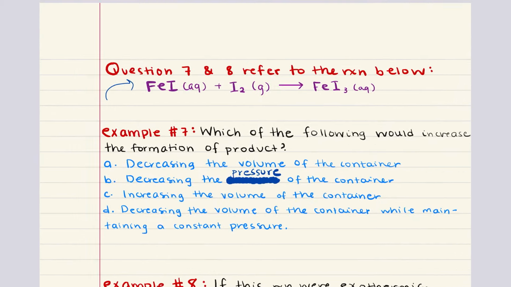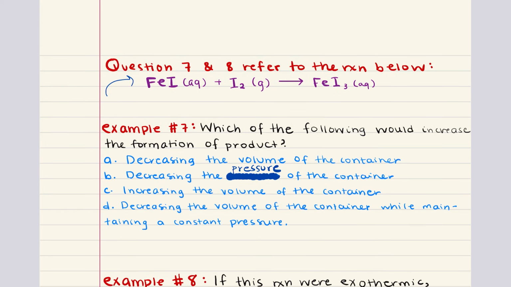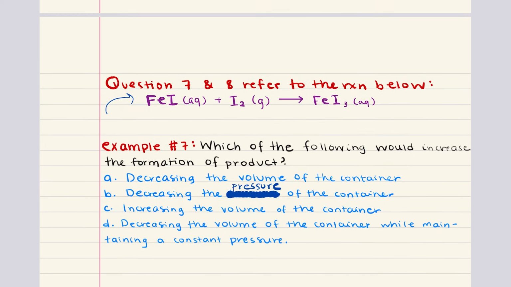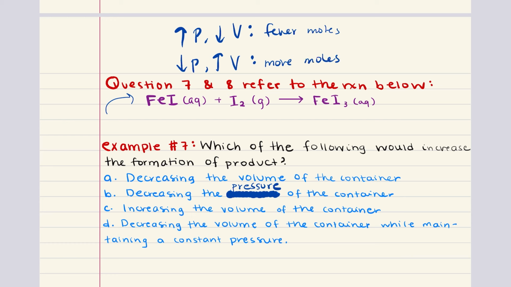If we were to increase pressure and thereby decrease volume, because those things are related, all right, increase pressure, decrease volume, the system will shift in the direction that produces fewer moles of gas. All right, so that's for increase in pressure, decrease in volume. What about decreasing pressure, which would result in an increase in volume? This will result in the system shifting in the direction that produces more moles of gas.